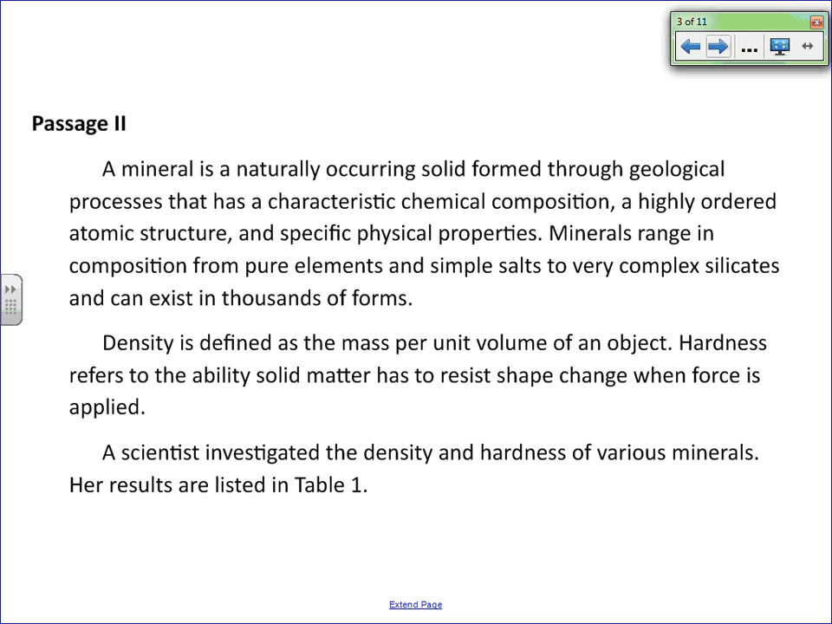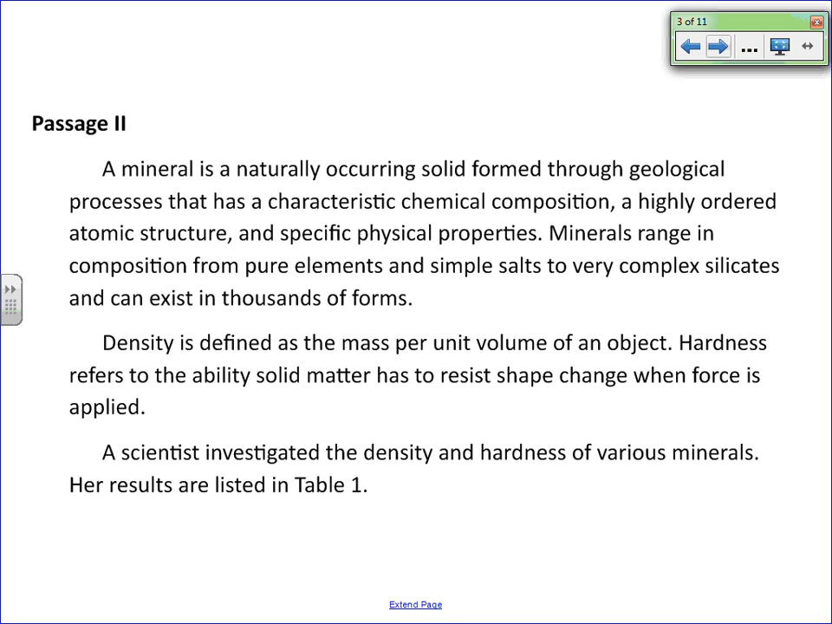Passage 2. A mineral is a naturally occurring solid formed through geological processes that has a characteristic chemical composition, a highly ordered atomic structure, and specific physical properties. Minerals range in compositions from pure elements and simple salts to very complex silicates and can exist in thousands of forms. Density is defined as the mass per unit volume of an object. Hardness refers to the ability solid matter has to resist shape change when force is applied. A scientist investigated the density and hardness of various minerals. Her results are listed in Table 1.